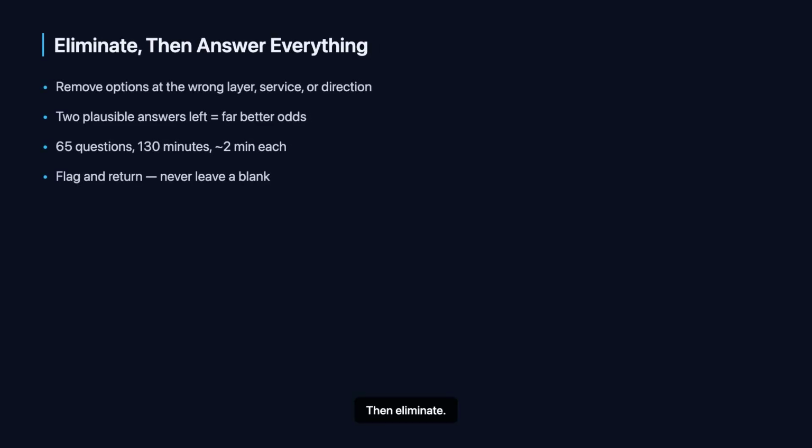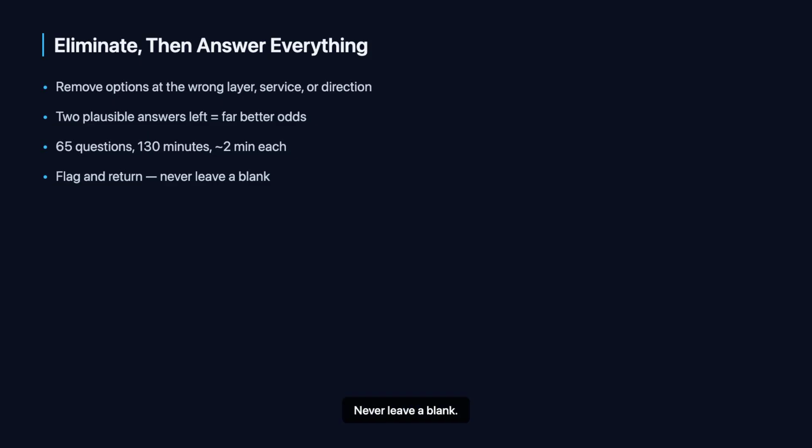Then, eliminate. Cross off the options that are at the wrong layer, the wrong service, or the wrong direction. Once you're down to 2 plausible answers, your odds are far better. You have 65 items and 130 minutes, so budget about 2 minutes each. On the first pass, answer everything you know cold and flag the rest. Then come back to the flagged ones.